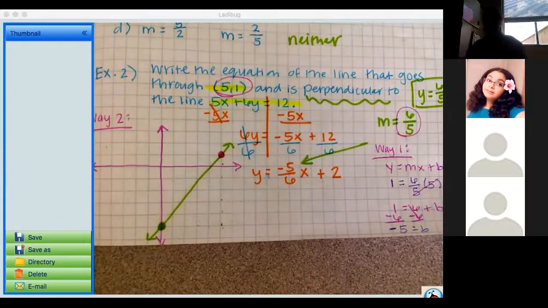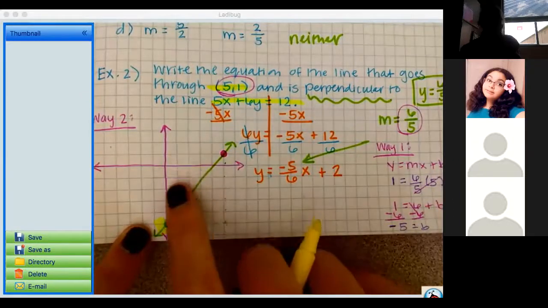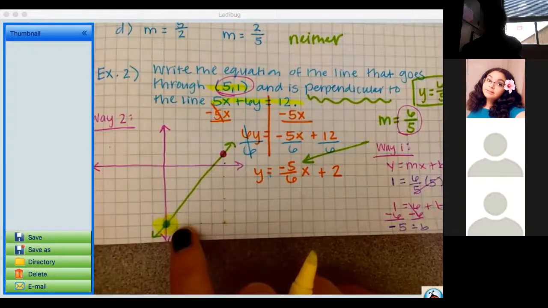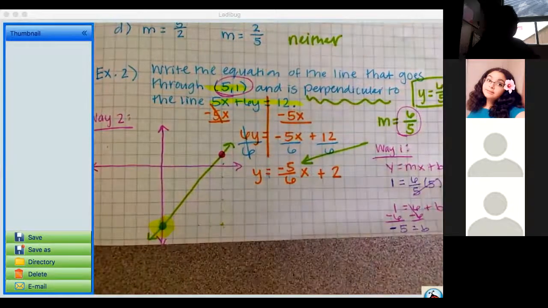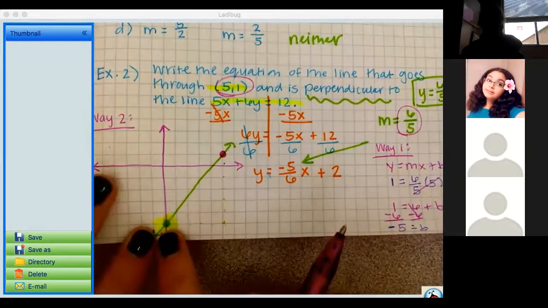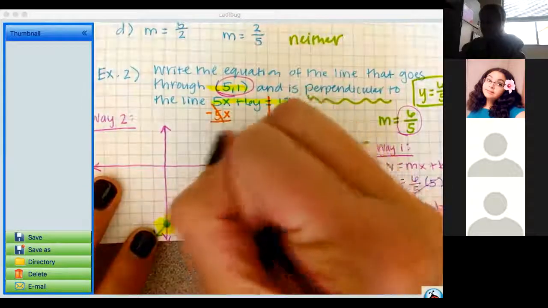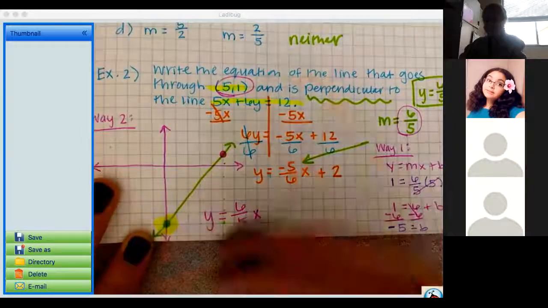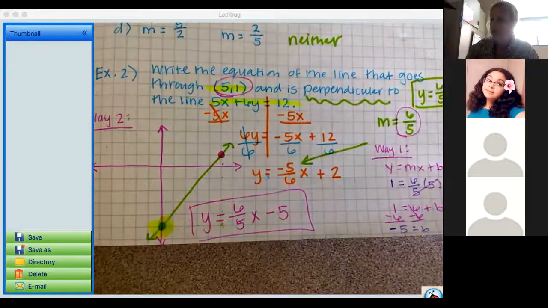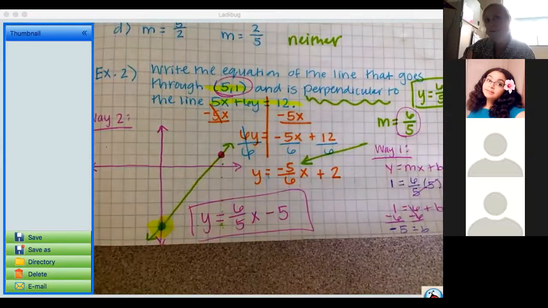So check this out. What's the base of this perpendicular line? The base. What's the base? -5, because it's down at -5. So your equation for this one, the slope is still 6 over 5. X, and what was the base? It was -5. No matter which way you do it, you get 6/5 x minus 5. Are we okay with that?